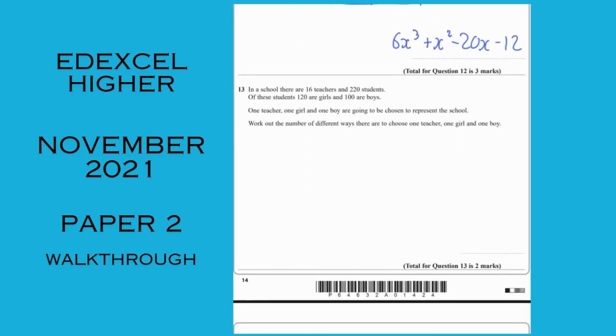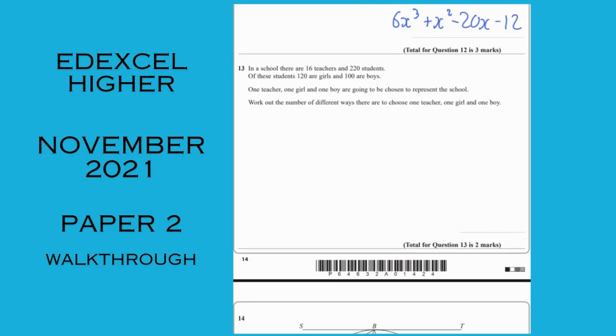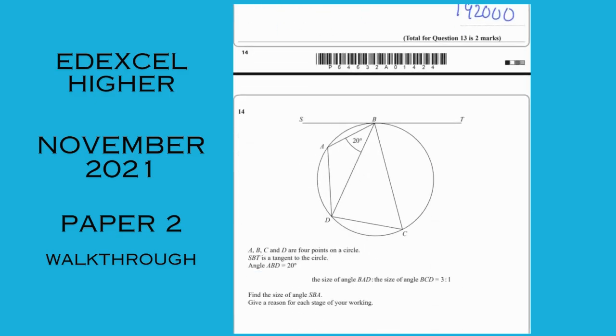Number 13, don't know why they bother with these. Too easy, too waffly. 1 teacher, 1 girl, and 1 boy chosen to represent the school. There's 16 teachers, 120 girls, 100 boys. Just times them. All the work you've got to do for question 12 for 3 marks, that's all you've got to do for 2 marks. They're a joke, them questions. Permutations, combinations, they are a joke.